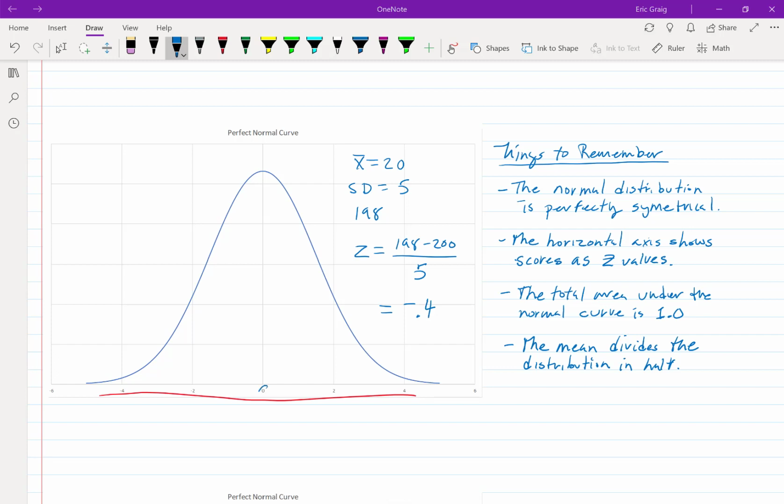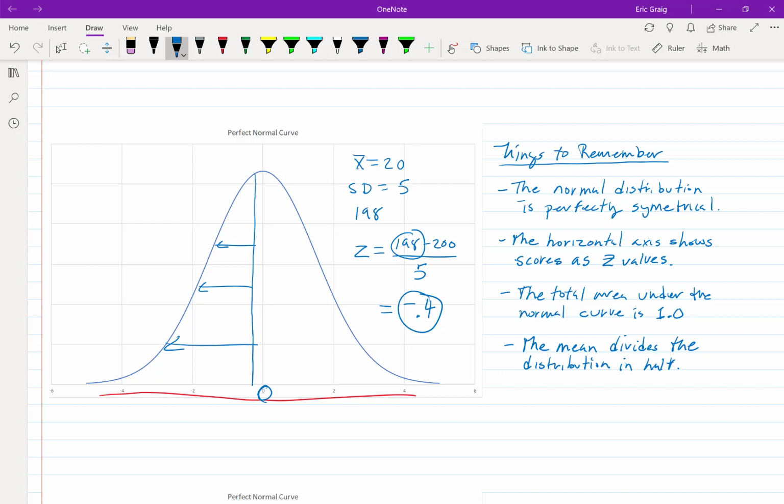All right, so we have a negative z-value. That means it's obviously going to be below 0, and I'll just sketch in about where that's going to be. And that's what you need to do when you work through these problems. You don't need a perfect looking distribution. You can just draw something quickly, but draw it out for yourself. We're looking at the proportion of students who fell at a score less than 198, which is a z-score equivalent of negative 0.4. So we're looking for this area over here.